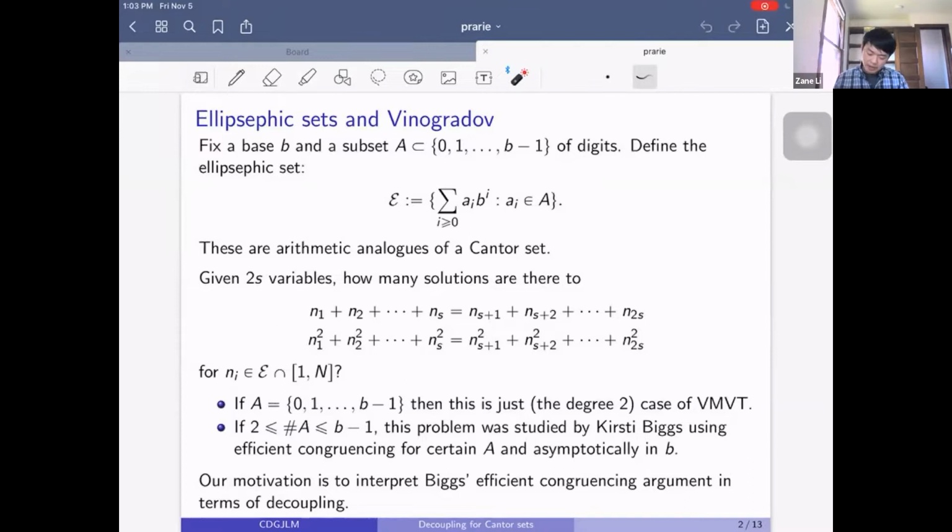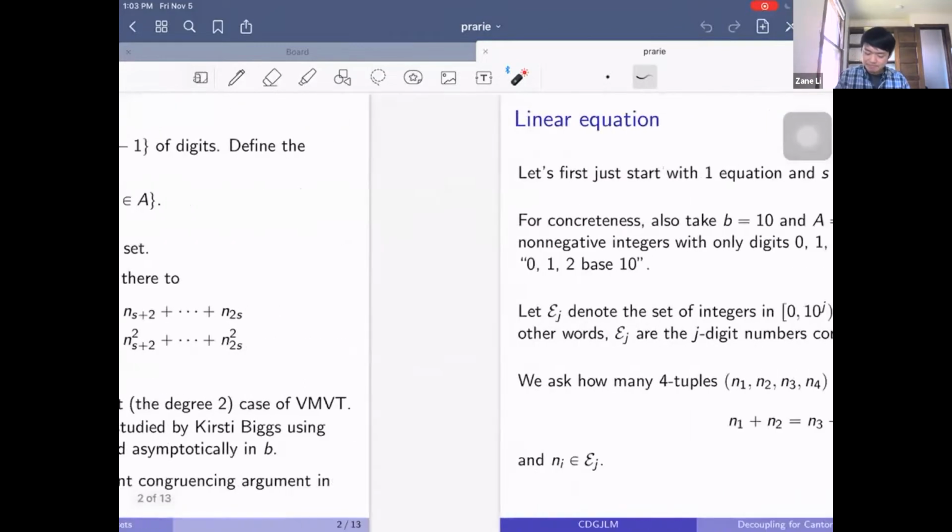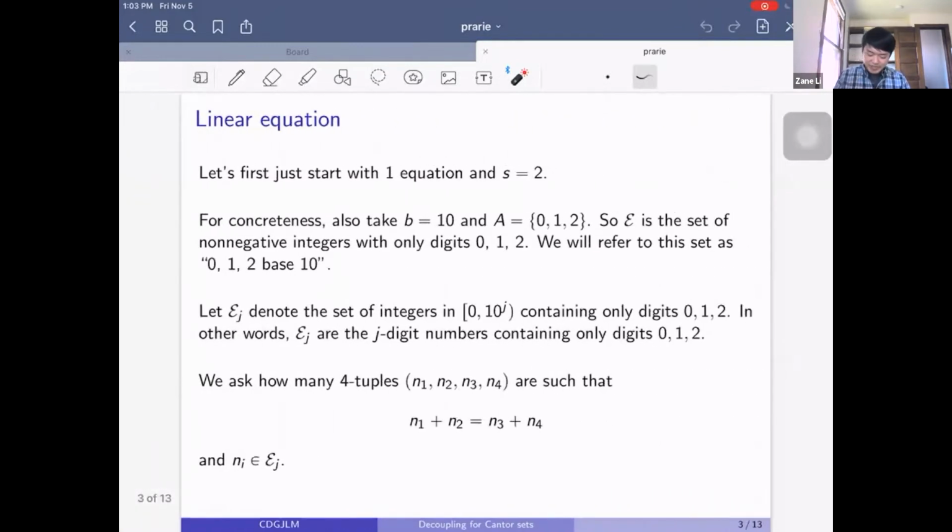So this is another attempt at studying how we should interpret the efficient congruencing argument in decoupling language. Let's make our life easy. Instead of studying the linear and quadratic equations, let's just study the linear equation. And let's also pick S to be small. Let's pick S to be 2. So we're now down to the linear equation in 4 variables.